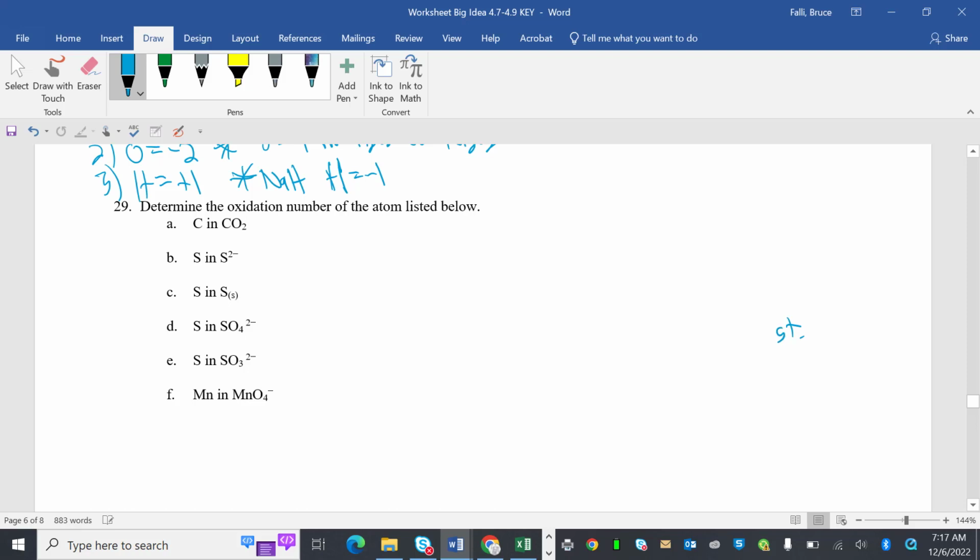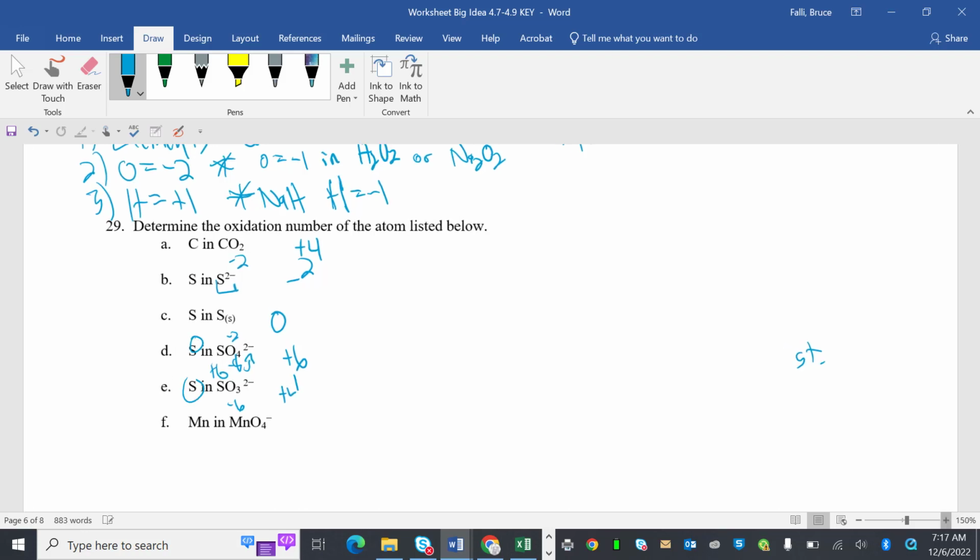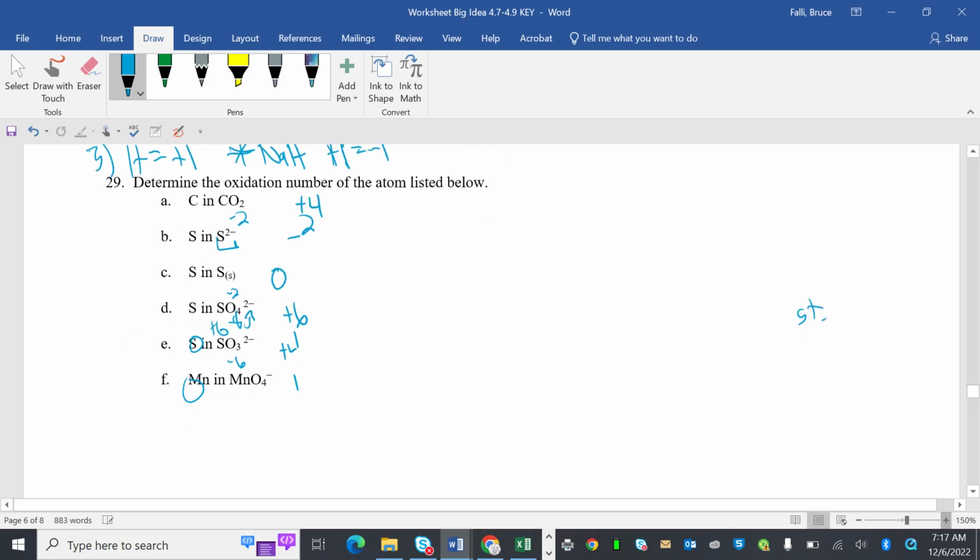Determine the oxidation numbers. Each oxygen is -2, so combined is -4, so that's +4. It's always nice when they do this, and it's just that charge. Element, standard state. Each oxygen is -2, so that's -8. Sulfur is +6 because +6 minus 8 equals the charge. Again, oxygen's -2, so this is -6. So here it's +4. Notice how sulfur has a number of different oxidation numbers.